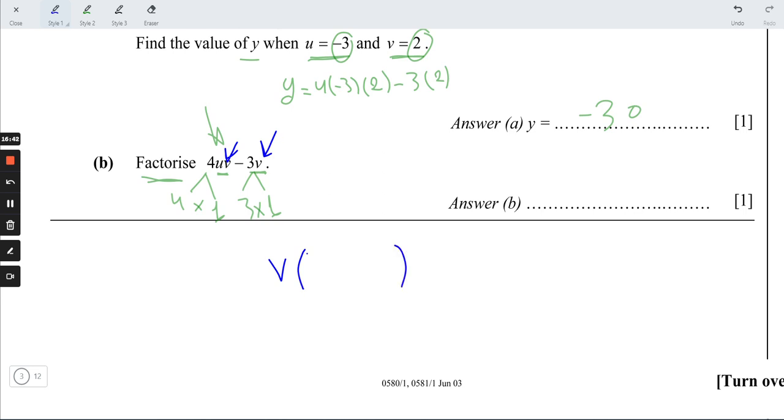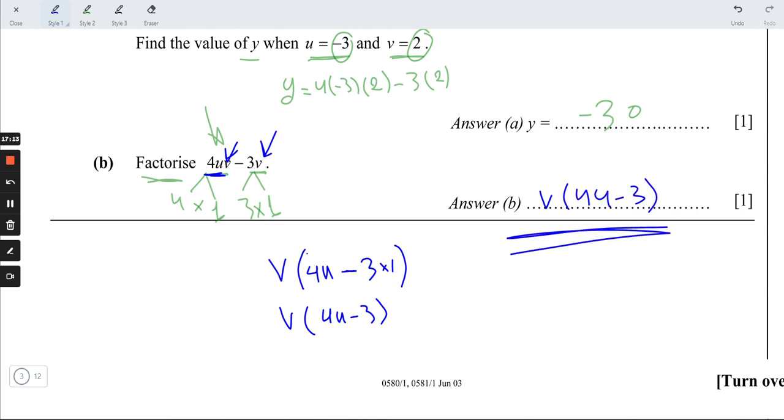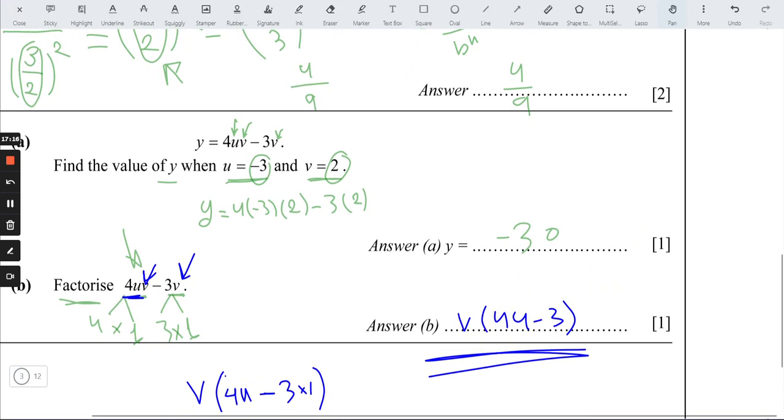Now what is left over: for u, we will write it inside the brackets because the v is out, minus 3 we will write. We took out v, so left over is 1; 3 times 1 is 1. So the answer is v, 4u minus 3, and you should write it here: v out, 4u minus 3. Next question, question 9.